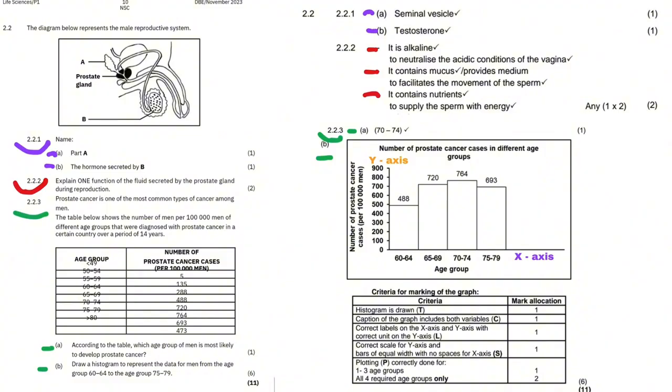Part B, draw a histogram to represent the data for men from the age group 60 to 64 to the age group 75 to 79. This question is worth 6 marks. Please note that they are not asking you to reproduce all of the age groups and all of the information. They only want those specific groups. So if you notice in the answer, there are only 4 groups drawn on the histogram. Sorry, the first 3 are not there and the last one is not there.